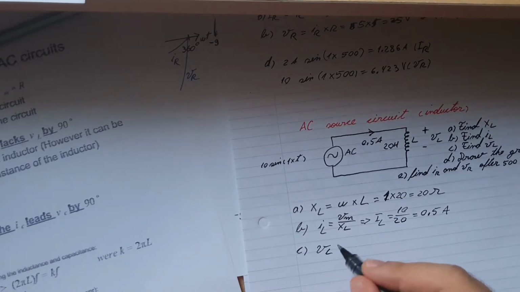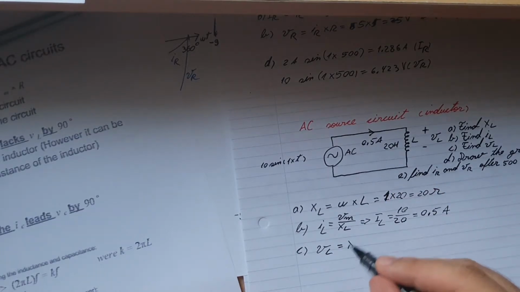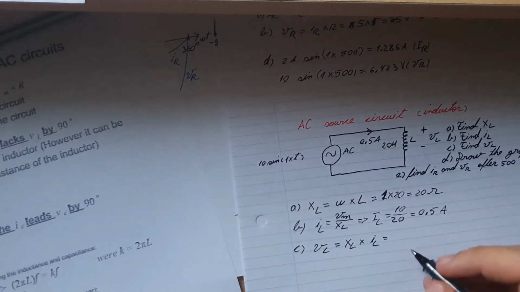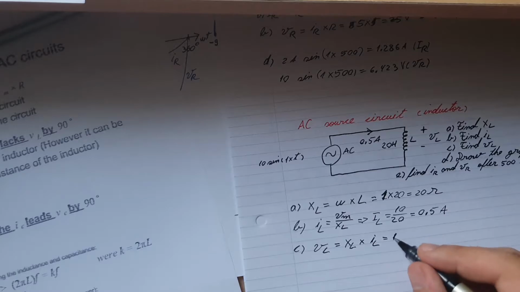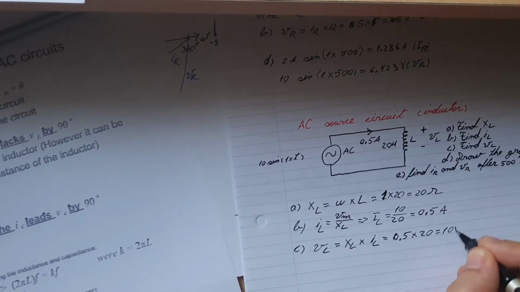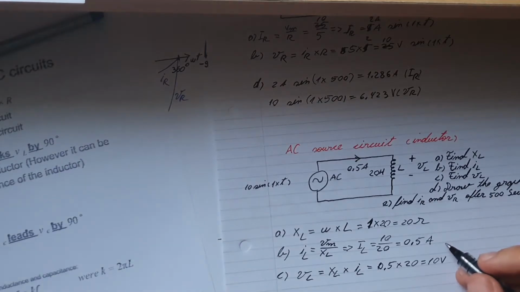So VL will be equal to, simply, the resistance multiplied by the current, so XL times IL. And as expected, it will be equal to 10, because it will simply be 0.5 multiplied by 20, and that will be equal to 10 volts. Because again, it's basically a single resistor connected with the power source, so there isn't really much variation between these values. Oh yeah, and I almost forgot.